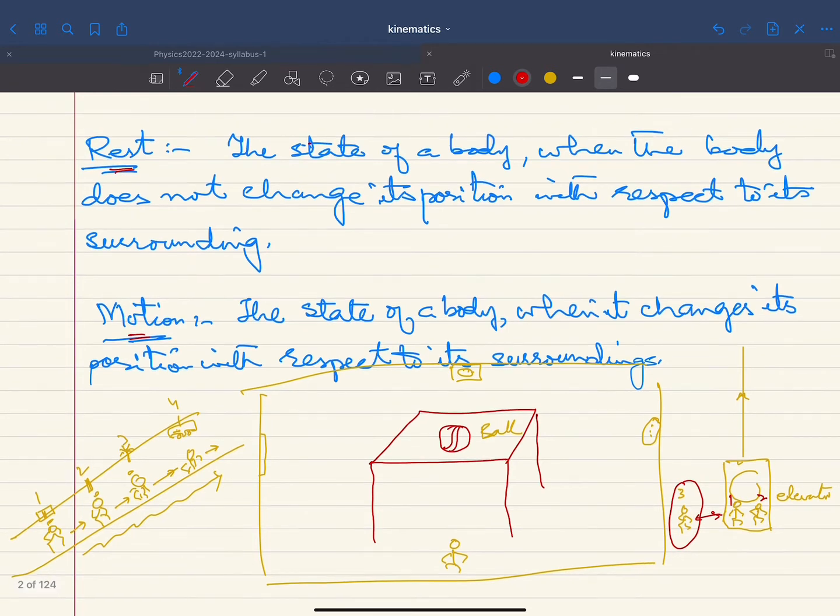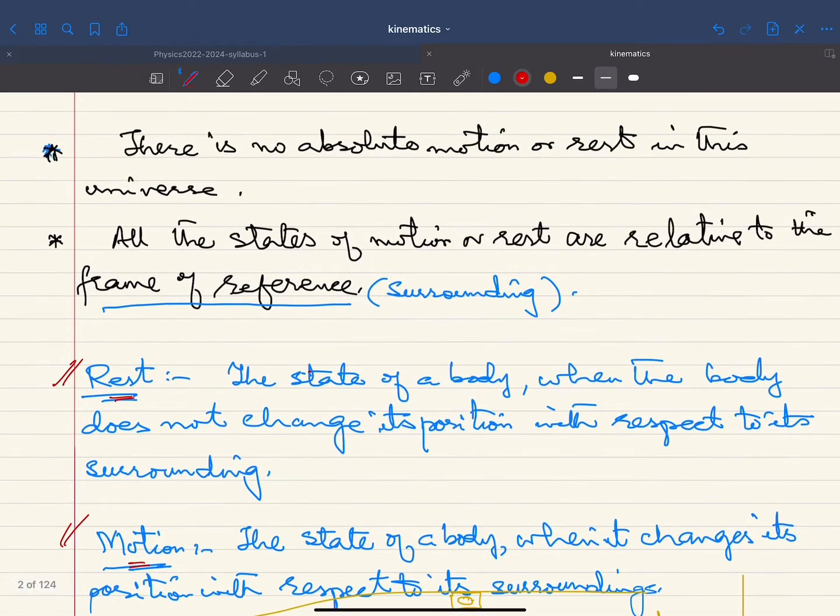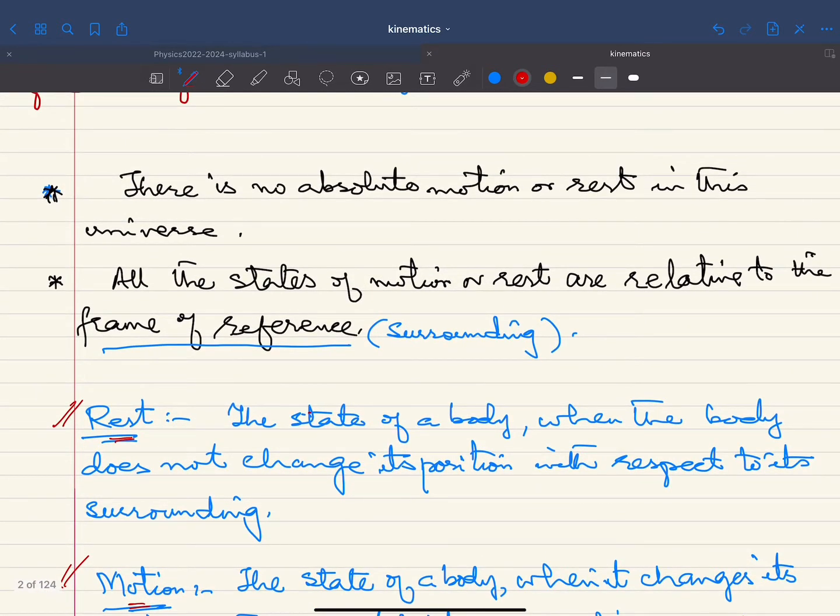This is a very, very important term, and when you are going to study mechanics, you must know the definition of rest and motion, because if you want to study physics, you have to understand these things. Ultimately, the statement we can make for rest and motion, the first line, which is very important, is: there is no absolute motion or rest in this universe.